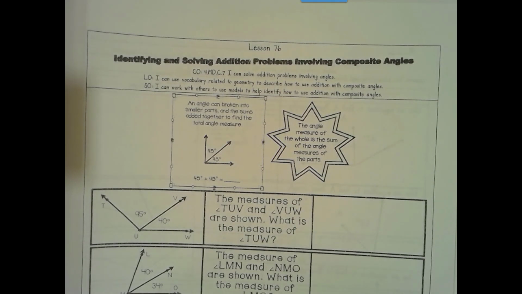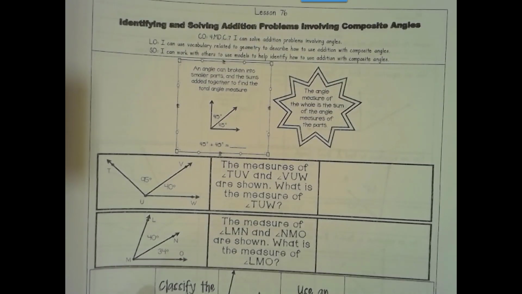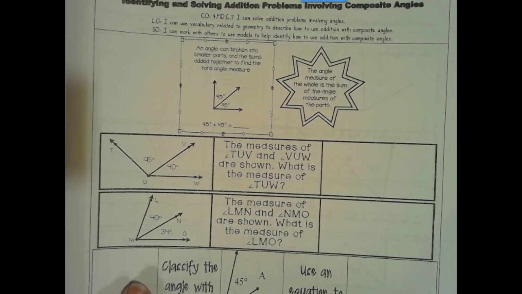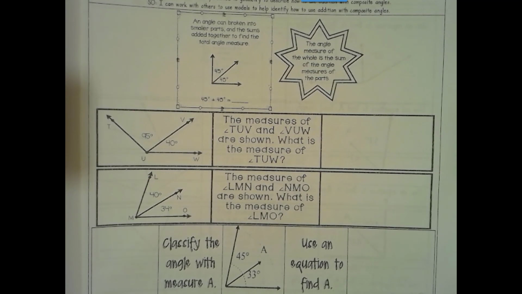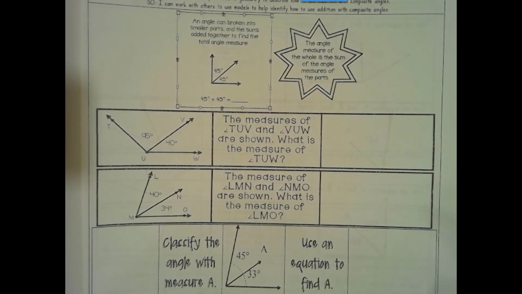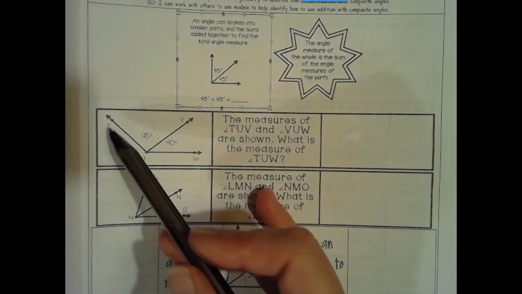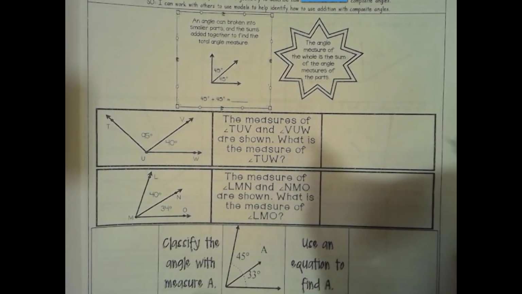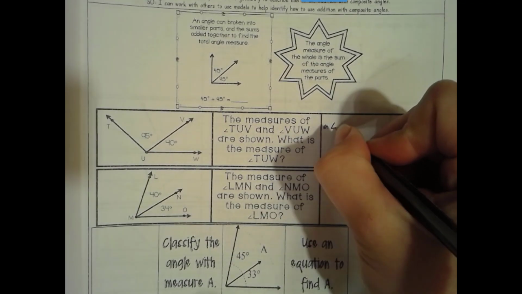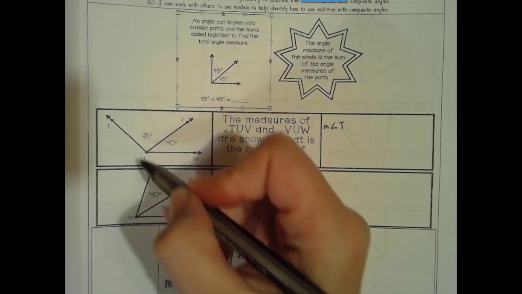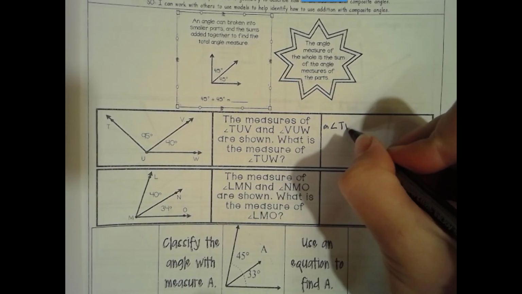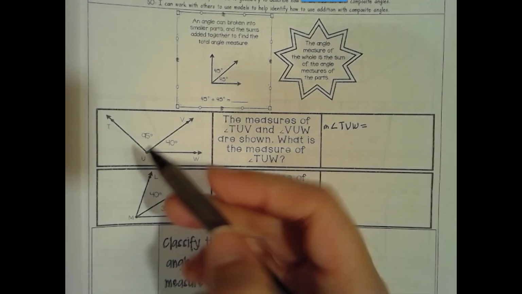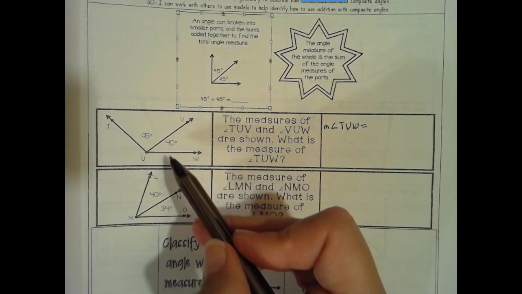So in our previous lesson, we just identified the composite angles. So those are the smaller angles that are put together to make the larger one. So now we're going to use what we identified to be able to find the measure of missing angles. So here, we're going to do the same thing to start with. We have this larger angle right here. So the measure of angle TUW is equal to these two smaller angles added together.